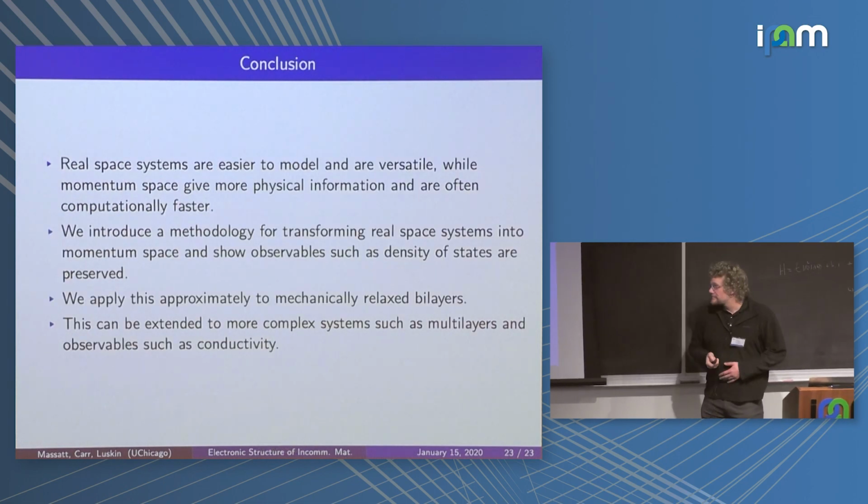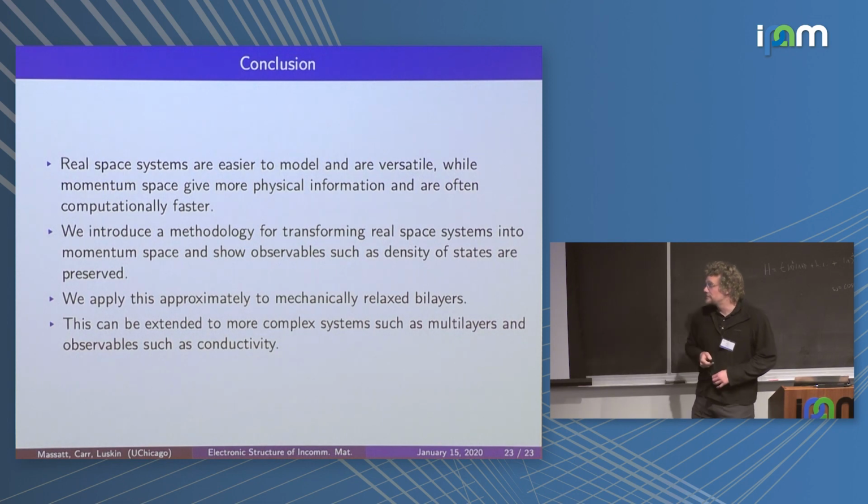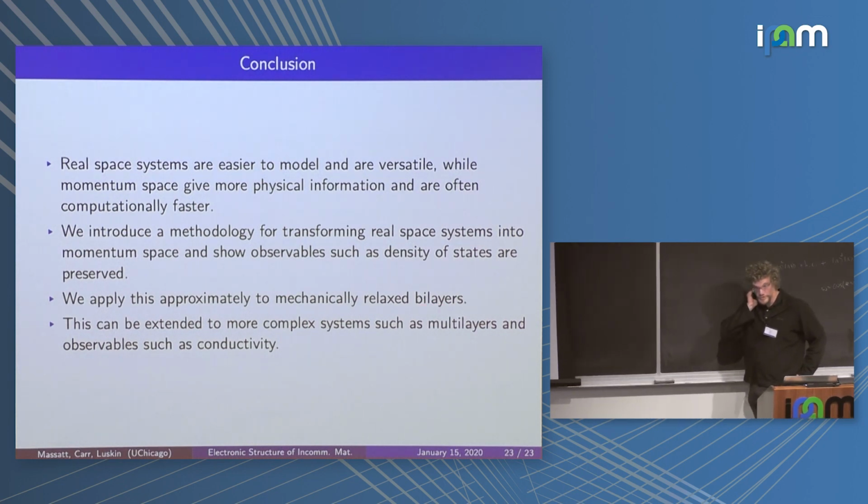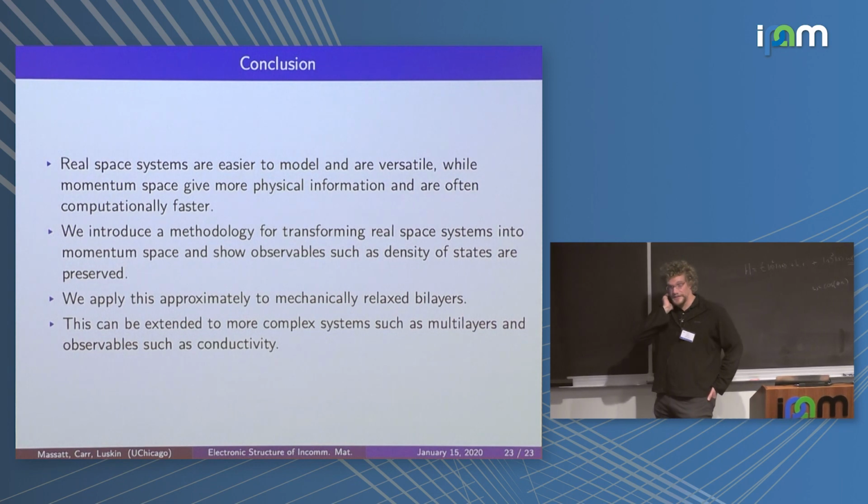And so that's the completion of my talk. To summarize, we moved from real space to momentum space, and we can include mechanical relaxations. This is a general framework for doing the Bloch transform into a k·p type framework.